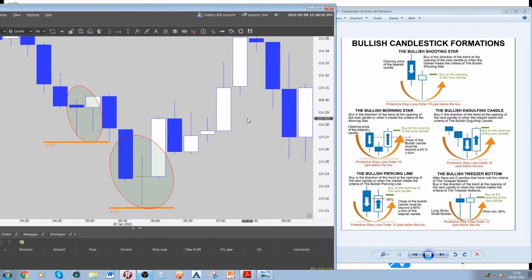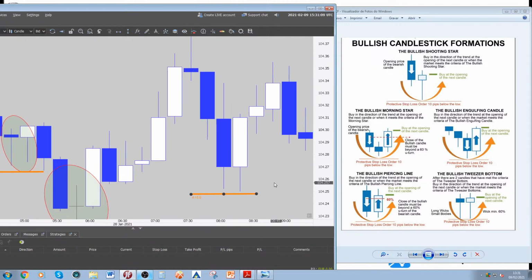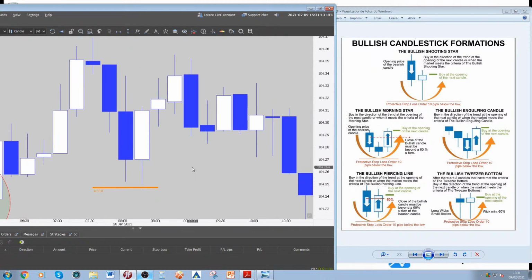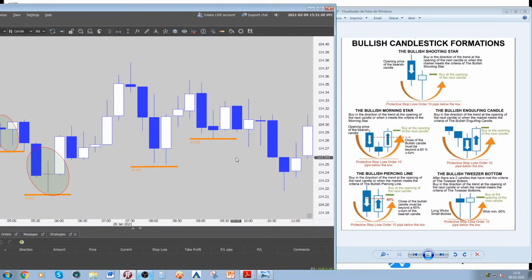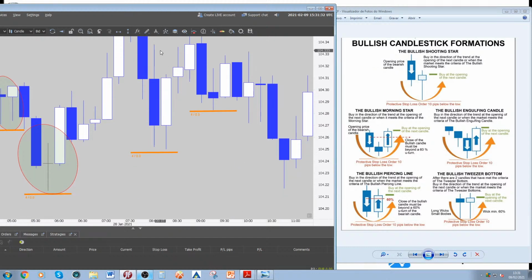Bullish piercing line, right? So the scalper would win this one. Clone, piercing line, going up, sideways, sideways, down. So bullish candlestick formation here, bullish candlestick formation here, right? So scalpers would lose. 1, 2, 3. What about this one? 1, 2, 3, 4.